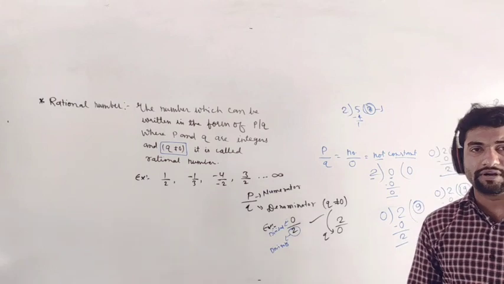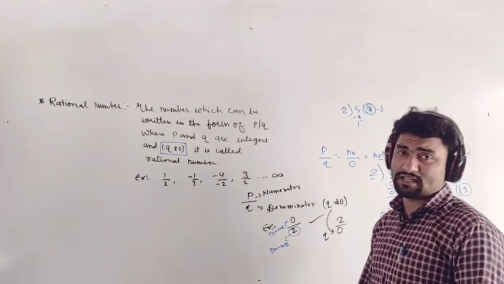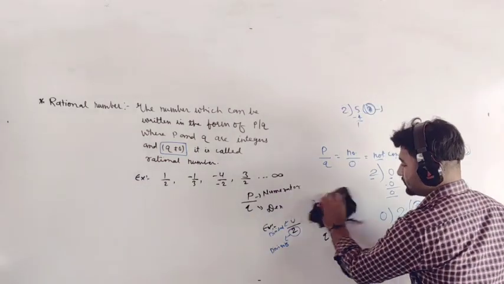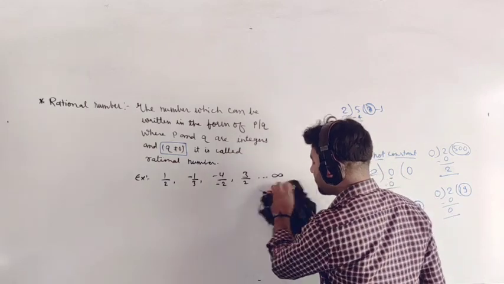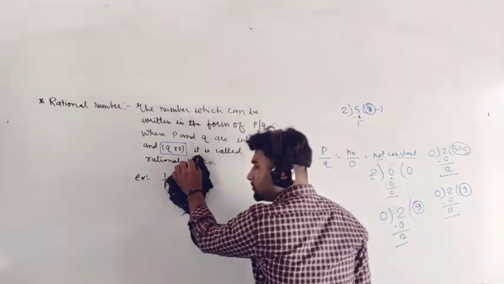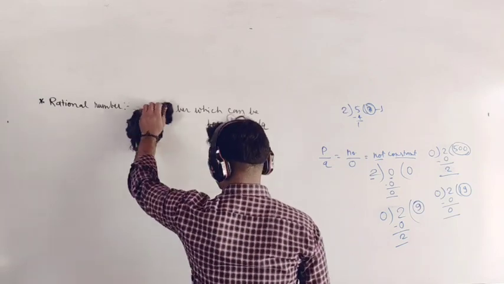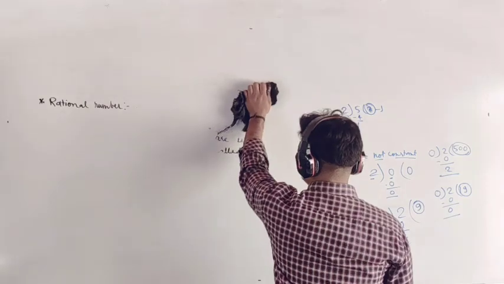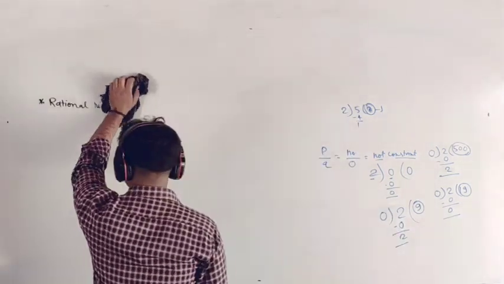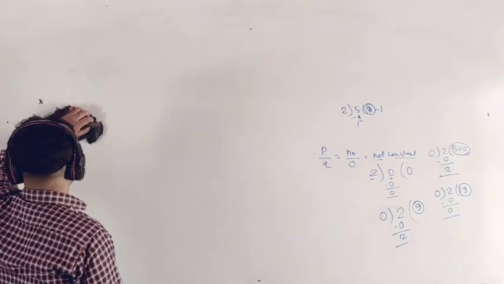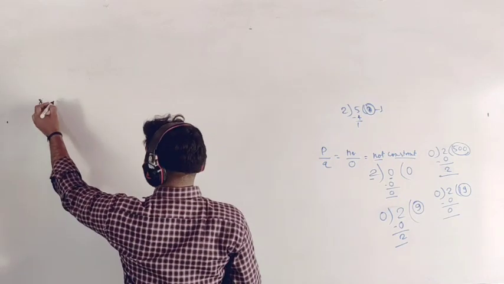If you understand that, the numbers about rational numbers, then we are on irrational numbers. So what is the definition of an irrational number? The number which cannot be written in the form of p upon q. So the number which cannot be written in the form of p upon q, then those numbers are called irrational numbers. Means what? Let's see here.